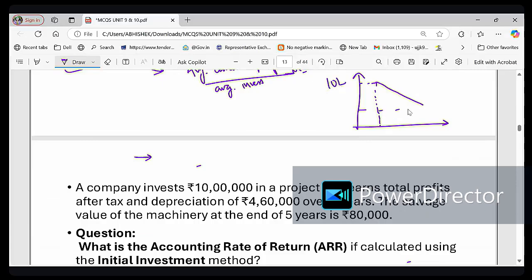And what is the final value? There is one mistake we have done in the last question, I'm just correcting it. The final value is 80,000. This is the final value, and we want to calculate the average, right? Do you know how to calculate the average of this?